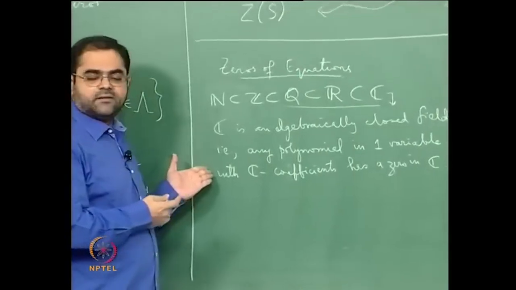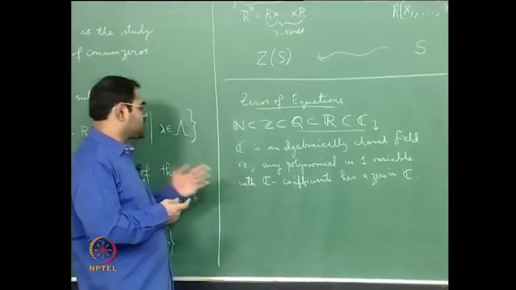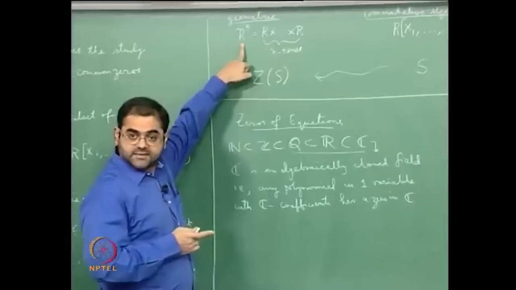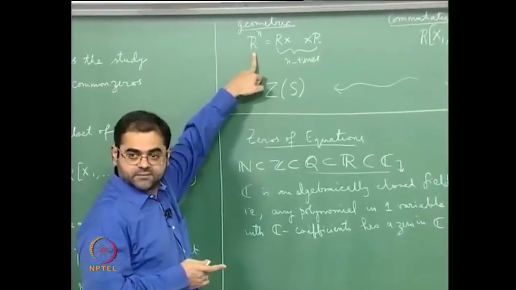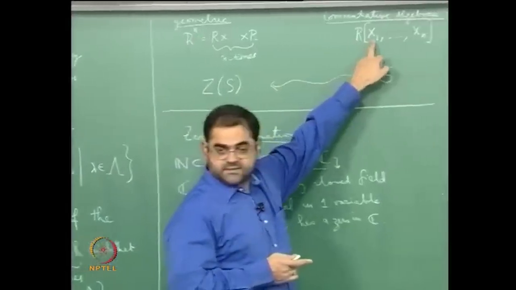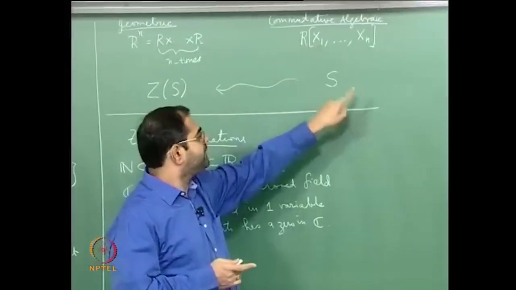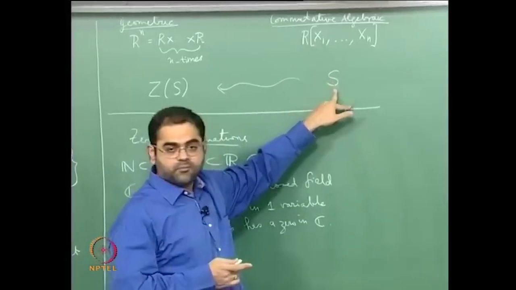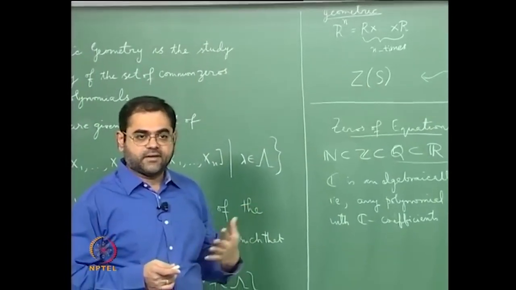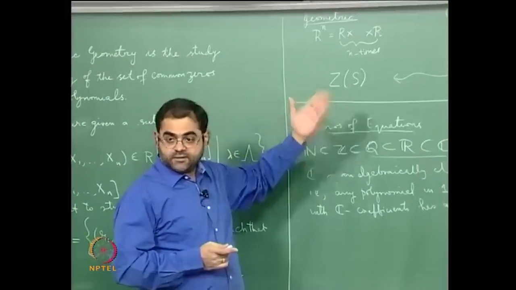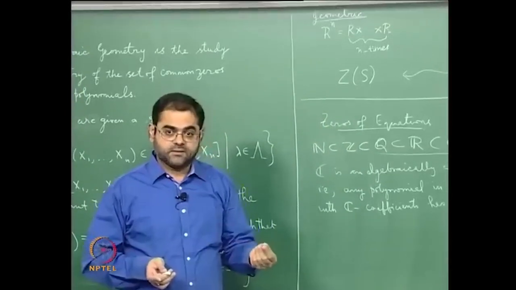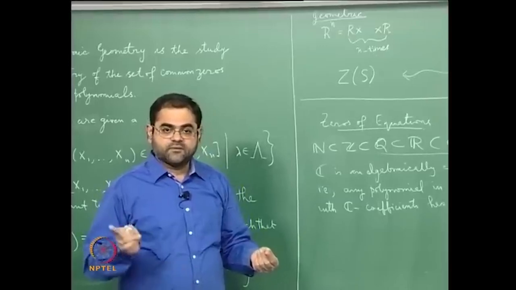So basically, if you go back to our setup, what it tells you is that if I take R equal to C, if I take my ring to be C, which is in fact a field, okay, and if I take n equal to 1, then I have C here, and here I will have C of x, the polynomial ring in one variable. And then it tells you that if you give me a single polynomial, if the set S is a single polynomial, then the zero set of that is non-empty. In fact the number of zeros will be equal to the degree of the polynomial, but of course you have to count the zeros with multiplicity, okay. After all the polynomial may be x minus 1 to the power of 5, okay.